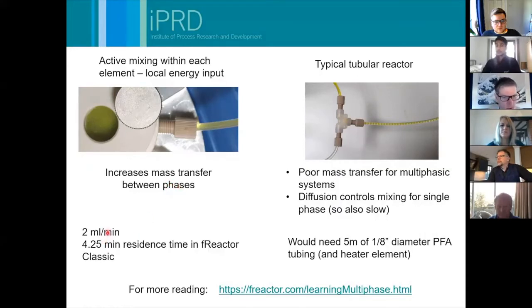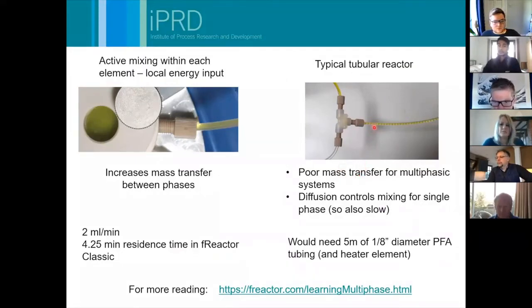Now, just by way of example, I'll jump over to the right-hand side. This is a typical tubular reactor system. So this pipe might be wrapped around a mandrel that keeps it hot. We'd have much poorer mass transfer really for these multiphasic systems.